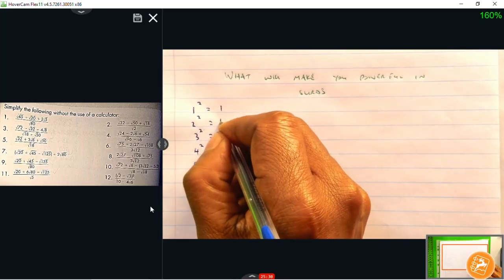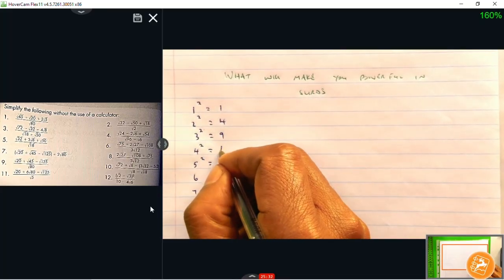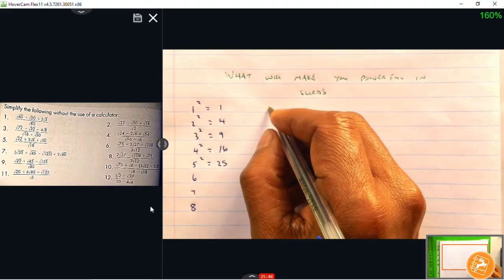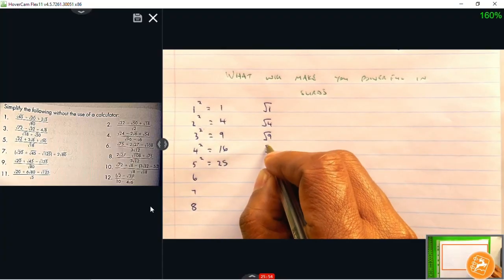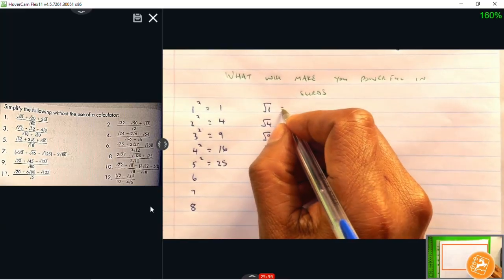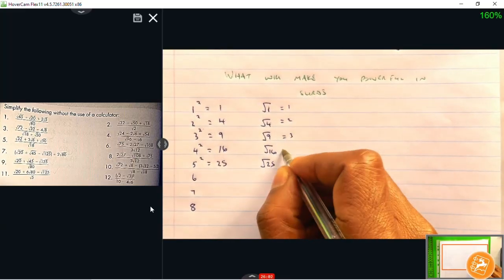1 squared is 1, 2 squared is 4, 3 squared is 9, 4 squared is 16, 5 squared is 25. These numbers, you must know them off by heart. And if you know these numbers off by heart, you can also know the reverse. So after doing all those numbers, you also do them in reverse. You go square root of 1, square root of 4, square root of 9, square root of 16, square root of 25. Then you'll be sharp like that. This one is 1, this one is 2, this one is 3, this one is 4, this one is 5. You do like that up to 20. It becomes part of your system.